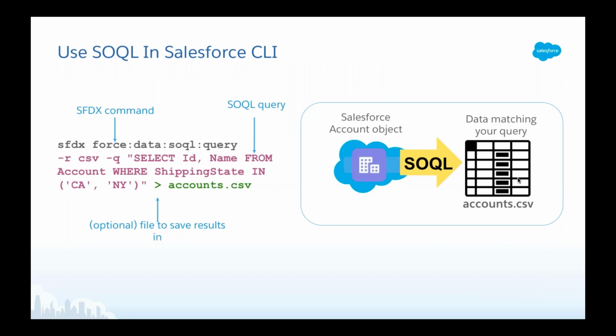And you can run this directly in SOQL. Sorry, in the Salesforce CLI. So here we have our wake up command SFDX. Then we're telling SFDX that we want to pull some data. So that is force data SOQL query. Then we have some commands there, which is -R. I want to put this into a CSV file. Then we have -Q, which is saying, okay, here's the query that I want to run. It's the same as on the previous slide, which is select the ID and the name from the account object where the shipping state is either CA or NY. And then I want to redirect, so I want to save that data to a file called accounts.csv.